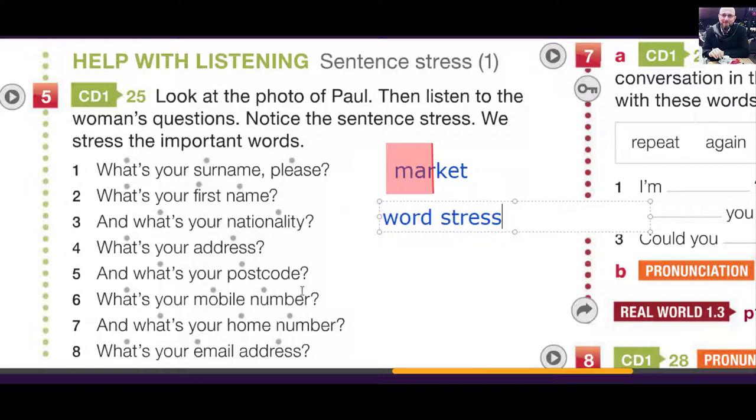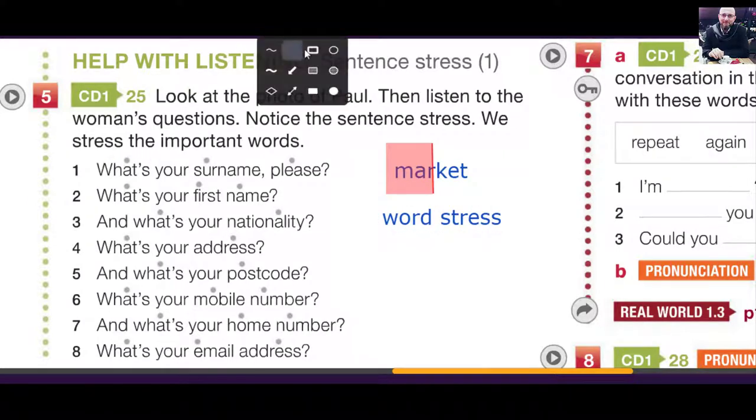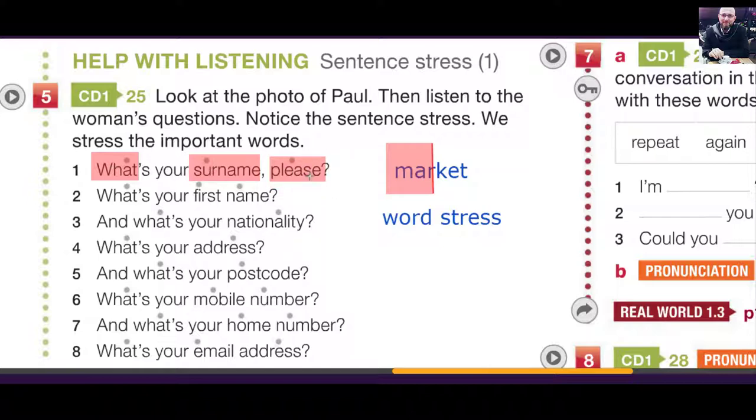Word stress. So we have one word and we put stress on one syllable or one part of the word. Okay, but here in this exercise, we don't have word stress, we have sentence stress. For example, this is one sentence, okay, and we have here what and surname and please. So we have three words with stress. We say what, your surname, please. Okay, stress is very important in the English language because you say the sentence in a correct way, or the word in the correct way. So they say, what's your surname? So here, your, they don't say what's your surname. No, what's your surname? Your surname. So what's your surname, please?